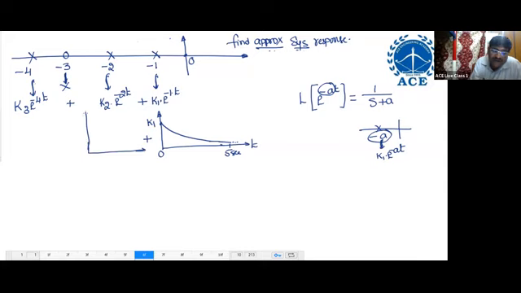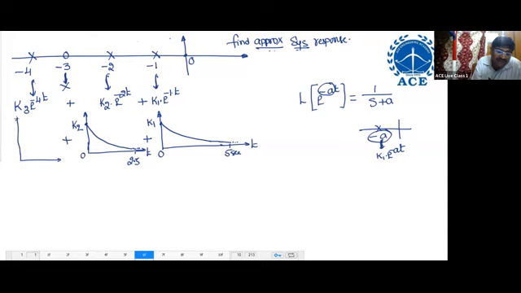At t equal to 0, where does it start? K2, going to 0 at infinity, 5 by 2, at 2.5 seconds. It reached steady state by 2.5 seconds.